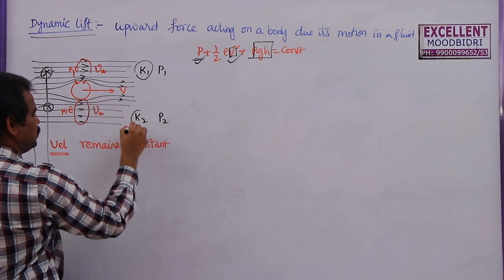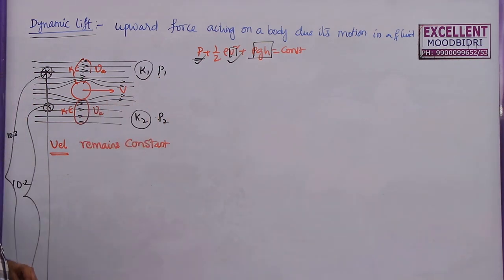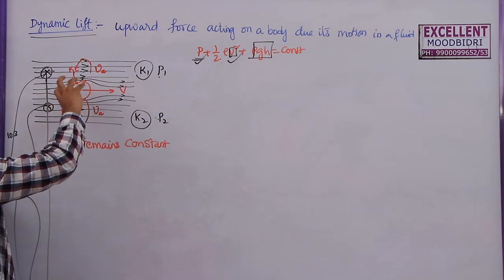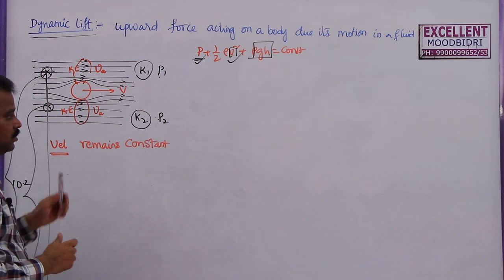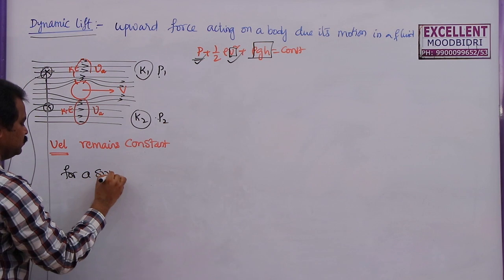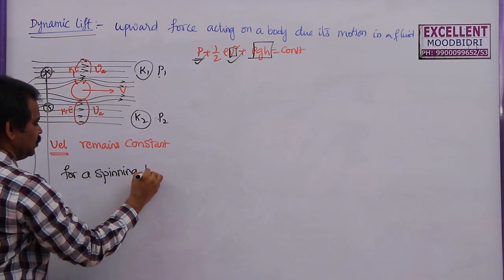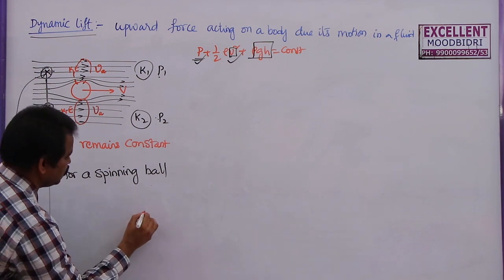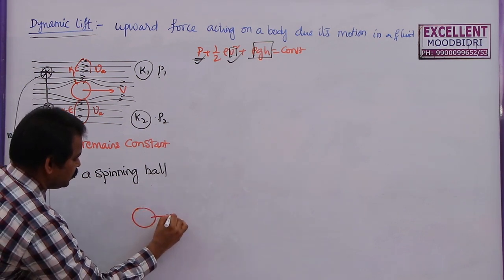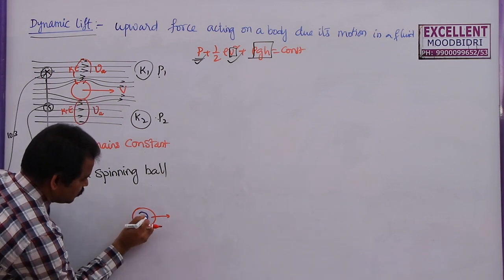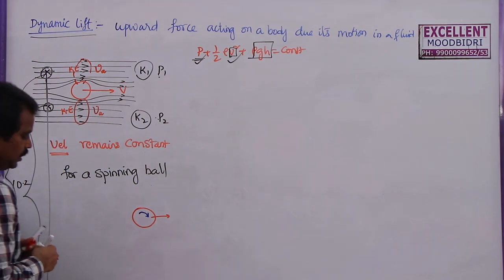So as there is no change in kinetic energy, there is no change in pressure energy. Now, suppose the ball is not moving along a straight line, let us say it is rotating like this. Let me take the spinning ball here. This is the ball which is moving with a velocity as well as spinning about its own axis like this. Now, what are the streamlines here?